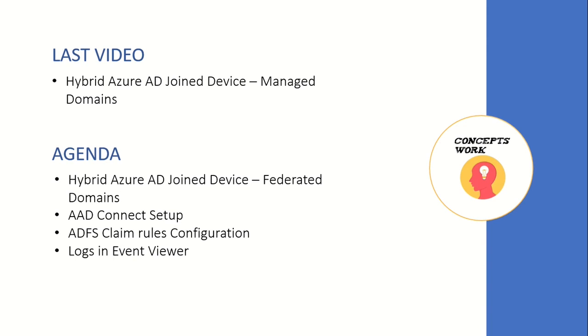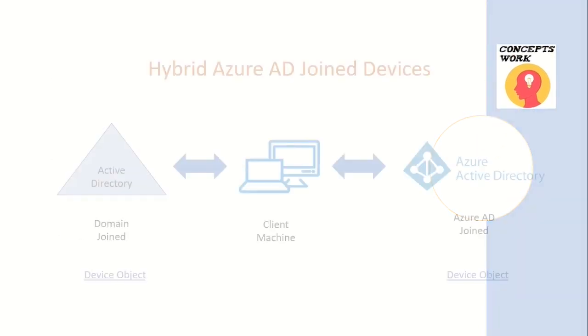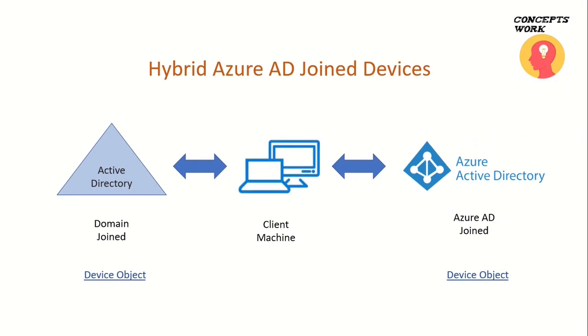The last thing I'm going to talk about is logs and Event Viewer, because this is the most important part, which will help you troubleshoot if a particular set of machines are not getting joined to the hybrid Azure AD state in your Azure Active Directory. Now let's start off by knowing the basic concept of hybrid Azure AD join.